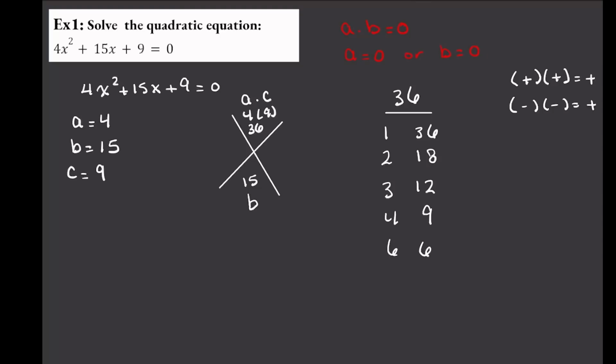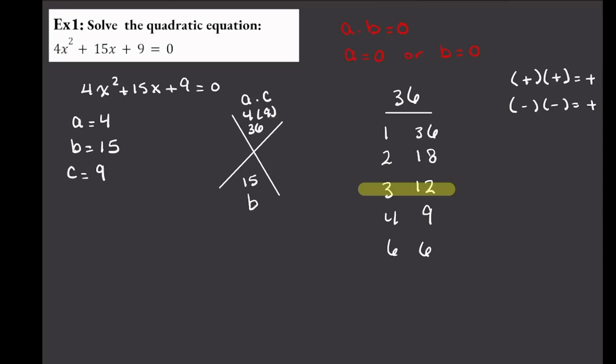However, since our b value is a positive number, both numbers that multiply to 36 have to be positive. With that being said, we need to see which of these pairs, when we add them together, gives us a positive 15. We know that it's 3 times 12, because 3 plus 12 is equal to 15.